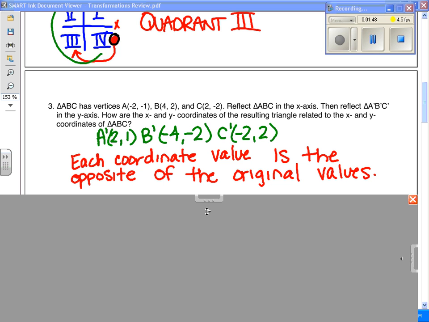Okay, next, if you reflect something over the x and then reflect it over the y, that is the same as a 180-degree rotation around the origin. So you'll notice for each of the numbers in your coordinate points, you are doing the opposite of it. So if it was negative, it's now positive. If it was positive, it's now negative. So each coordinate is the opposite of the original value.